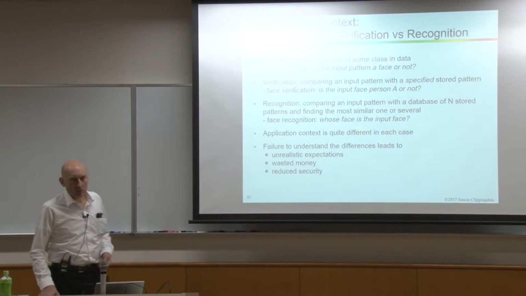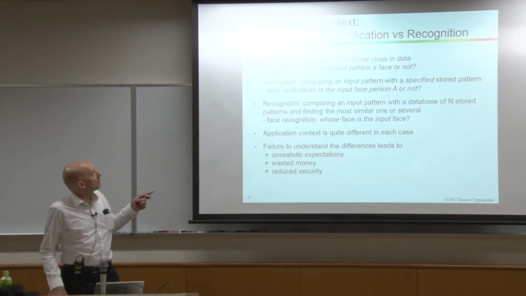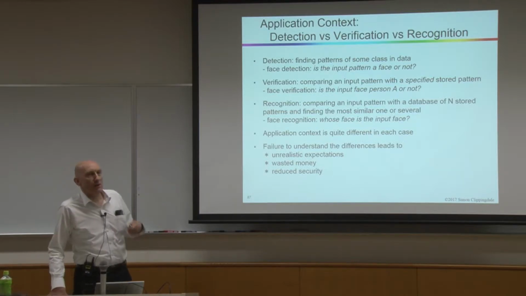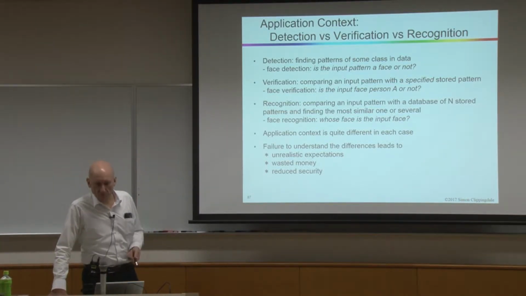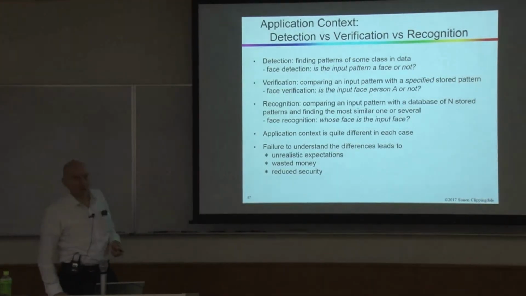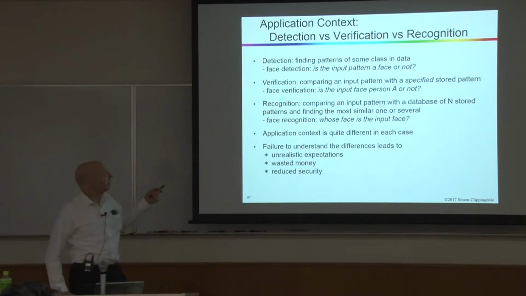I just want to say a few things about the differences between detection and verification and recognition, particularly in the context of face recognition, before we get into machine learning. So detection is about finding patterns of some class in the data. In the case of faces, that's: is the input pattern a face or not, so finding face regions in images.